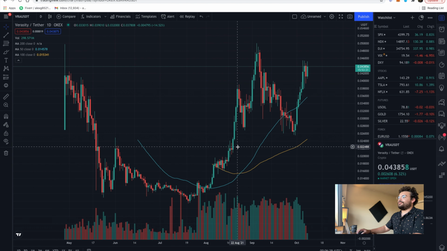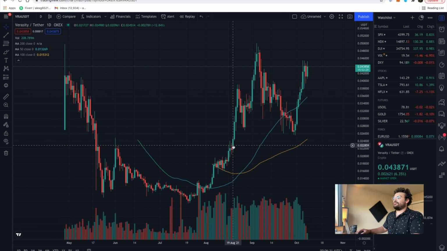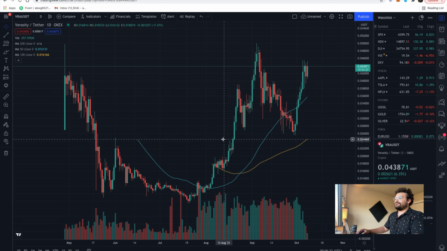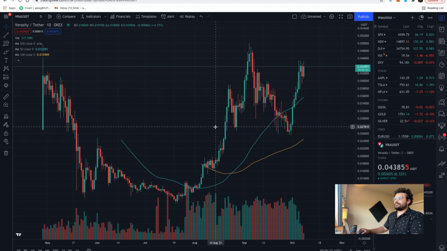Welcome back, guys. Today we are talking about one of my favorite projects out there, Verasity VRA. We're going to cover a few key chart patterns and analysis, then break down price analysis and price predictions, and then briefly touch on a few recent bullish news tidbits as well. So let's dive right in.